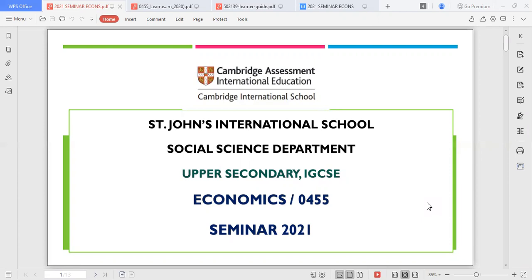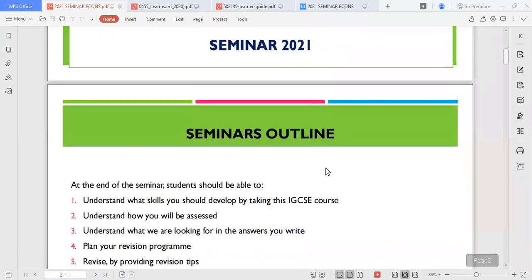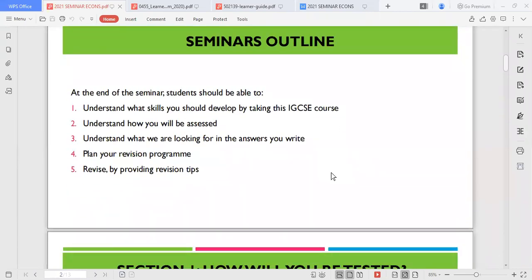At the end of this seminar, you should be able to understand what skills you should develop by taking this program, understand how you will be assessed, understand what you are looking for in the answers you write, plan your revision program, and also revise, with some revision tips provided.